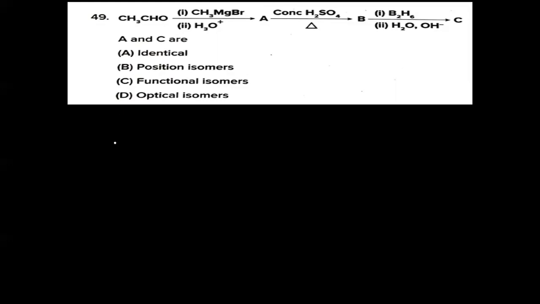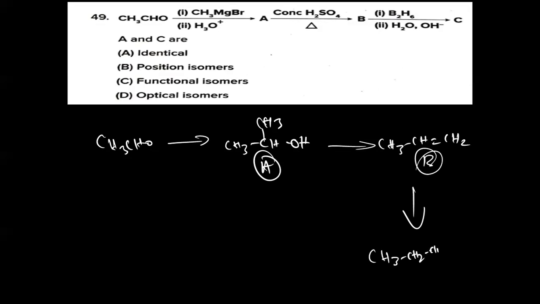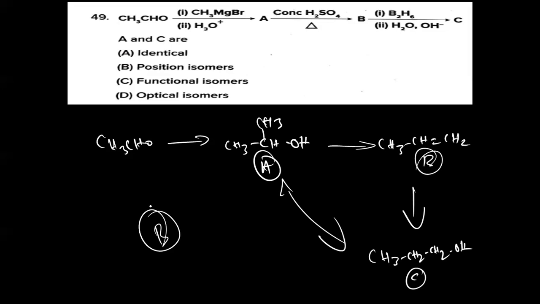And compounds A and C are... they have asked. CH3CHO, acetaldehyde, on treating with CH3MgBr followed by acid hydrolysis gives the compound CH3CH(OH)CH3. Let us consider this as A. Which on treating with concentrated H2SO4 gives CH3CH=CH2. This is B. Then B on treating with diborane followed by alkali hydrolysis gives CH3CH2CH2OH. Let us consider this as C. Now they have asked what A and C are. So just the position of the OH group is changed in these compounds, so we can call them position isomers. Question 49, option B, position isomers.